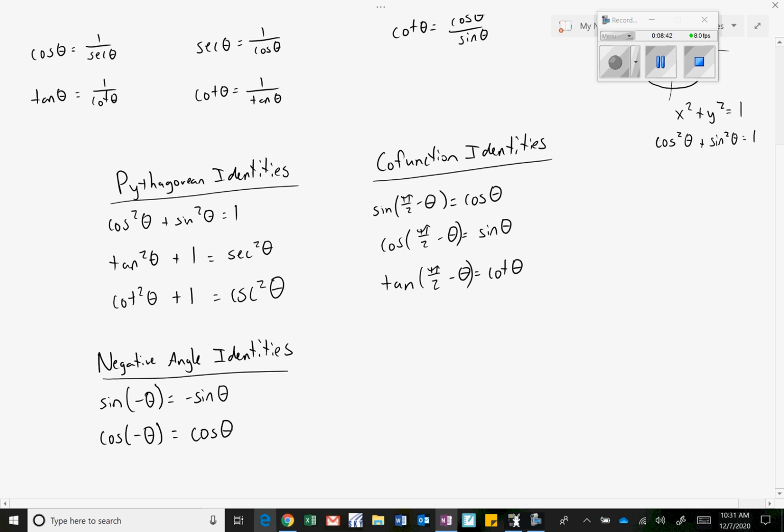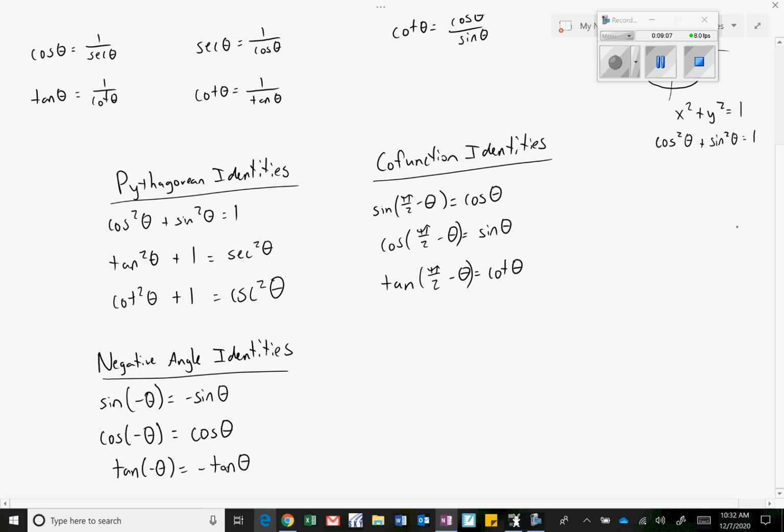And then last, the tangent of negative theta equals negative tangent of theta. And these could be applied to their reciprocal identities, but we're really just focused on the 3 main trig functions, sine, cosine, and tangent. Okay.